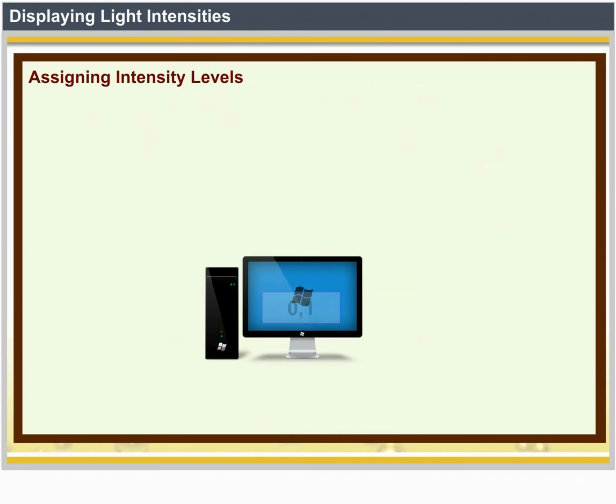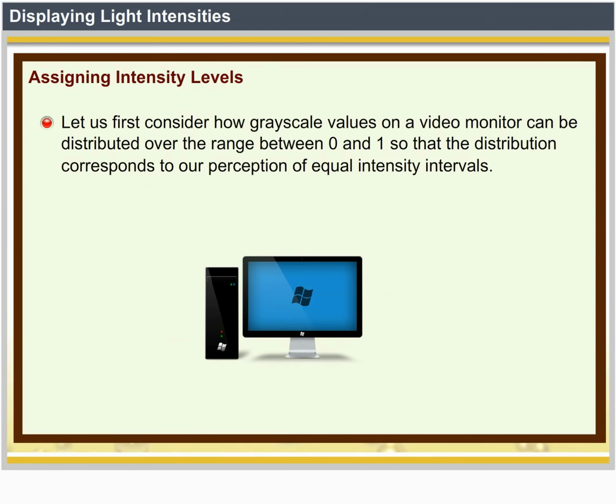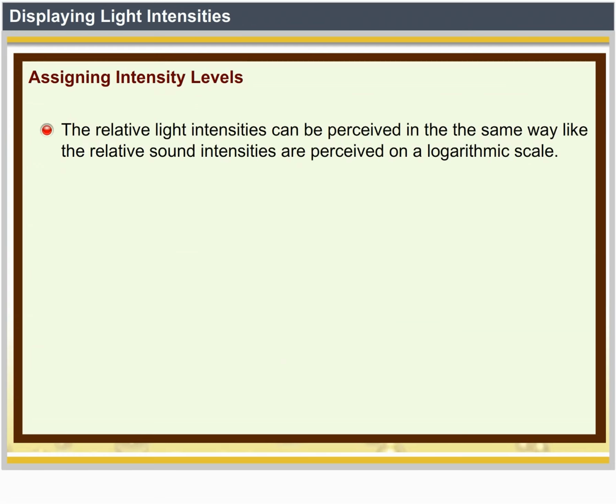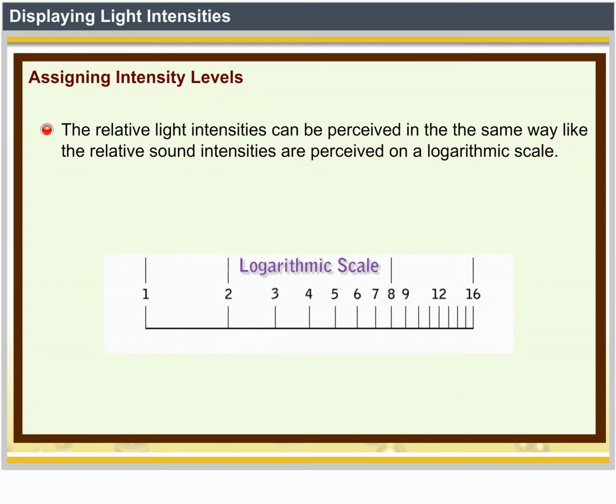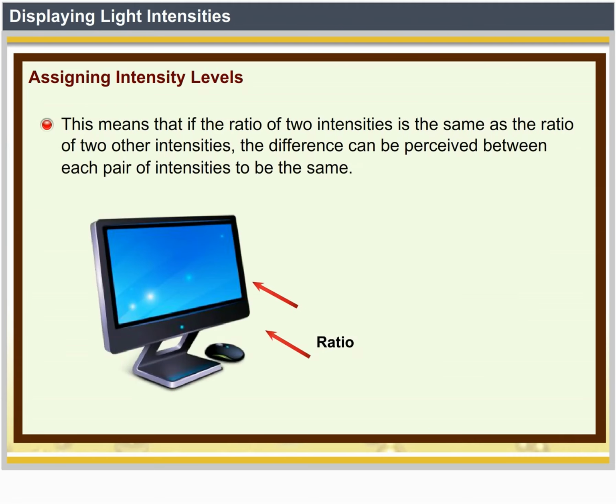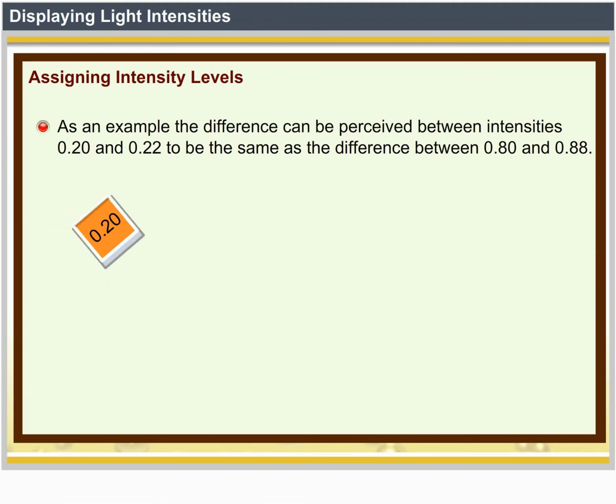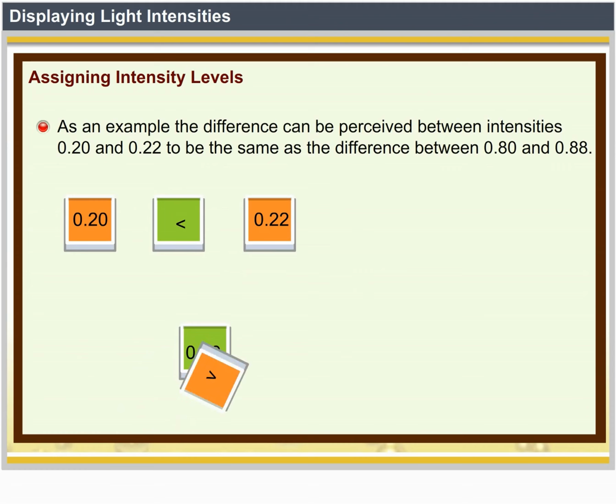Assigning intensity levels. We first consider how grayscale values on a video monitor can be distributed over the range between 0 and 1 so that the distribution corresponds to our perception of equal intensity intervals. We perceive relative light intensities the same way that we perceive relative sound intensities, on a logarithmic scale. This means that if the ratio of two intensities is the same as the ratio of two other intensities, we perceive the difference between each pair of intensities to be the same. As an example, we perceive the difference between intensities of 0.2 and 0.22 to be the same as the difference between 0.8 and 0.88.